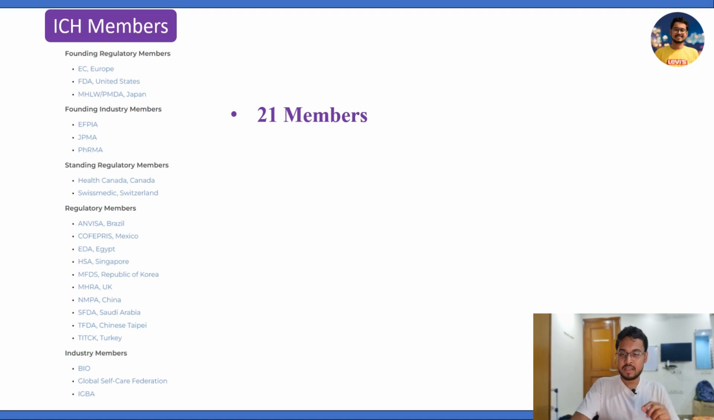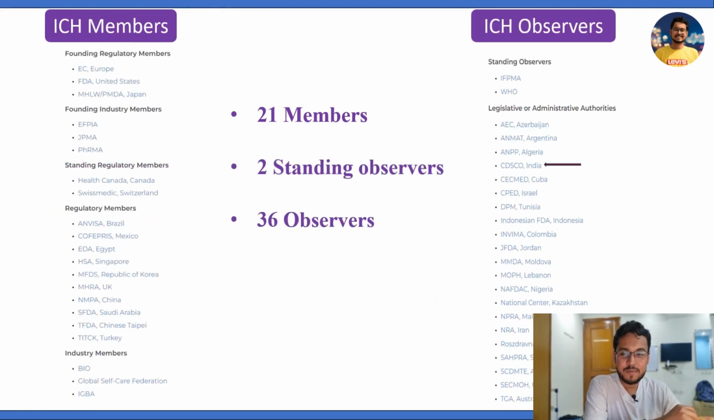And the remaining ones you can see on the screen, for example, Brazil, Mexico, Egypt, Singapore, UK, China, Saudi Arabia, Turkey. These are the members and regulatory agencies that have joined along the way with the ICH. As of now, there are 21 members. Now you might be wondering, where is India? So let me tell you, there are other members who are observers. India is one of the ICH observers. Right now there are two standing observers and 36 observers.